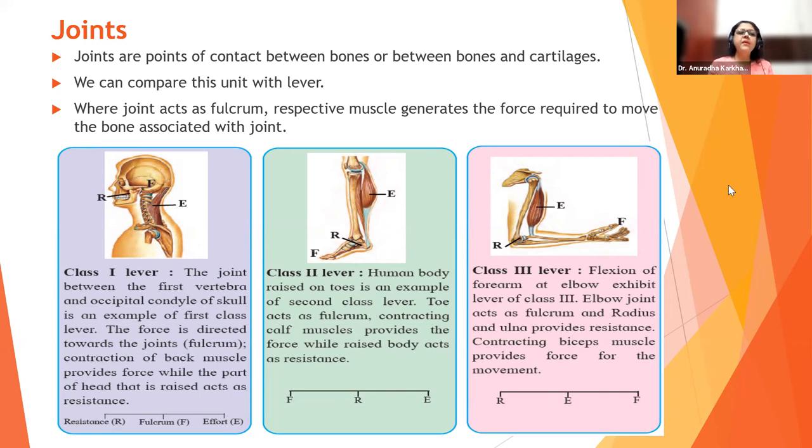Okay, we can compare this unit with lever. I guess in physics, you might have done class 1 lever, class 2 lever, class 3 lever. I don't know whether you have done it or not, but generally, yes, I studied this in physics. So we can compare this unit with lever. When we compare it with lever, joints act as fulcrum, okay? The respective muscle generates force to move the bone associated with the joint.